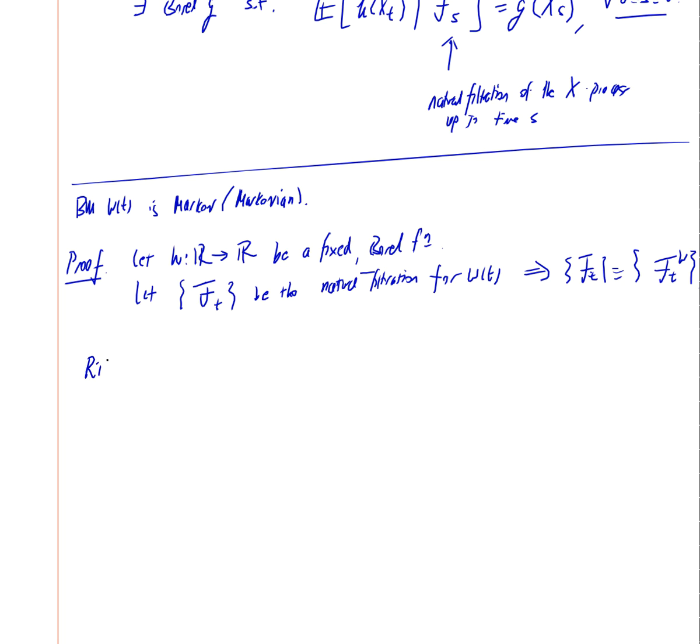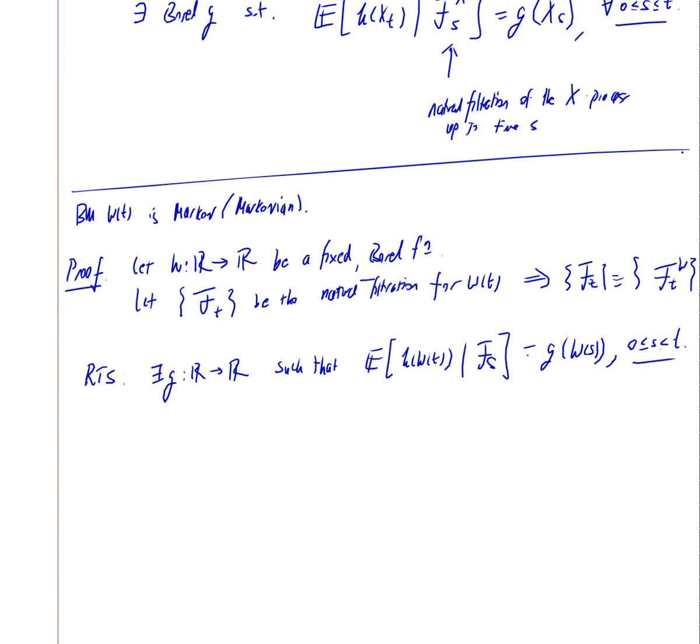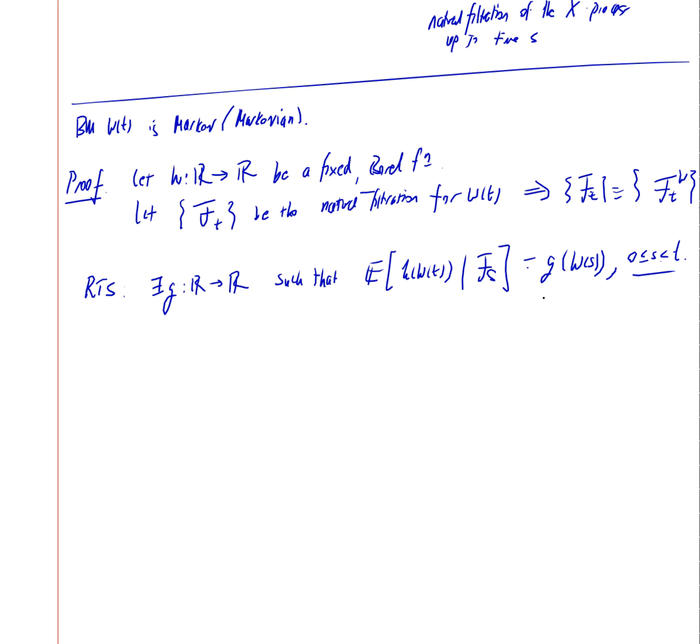Now we are required to show that there is another real-valued function g such that the expected value of h of Wt, conditional on the natural filtration for Brownian motion, is equal to another Borel function g of w of s, for s between 0 and t. So all I've done is basically written the definition above here. So we need to start from this point.